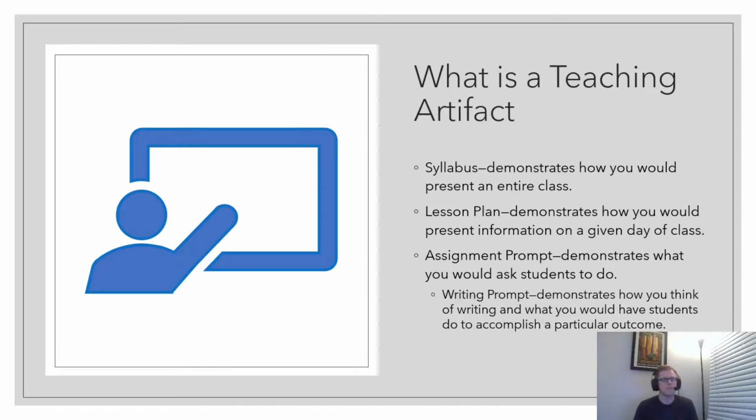The last type of teaching artifact that is worth mentioning here, and there are others, is the assignment prompt. And this demonstrates what you ask students to do. So this demonstrates how you frame the work of the class. It's how you demonstrate how you're going to be measuring the student work against the outcomes. And a writing prompt in particular demonstrates how you think of writing and what you would have students do to accomplish a particular outcome.